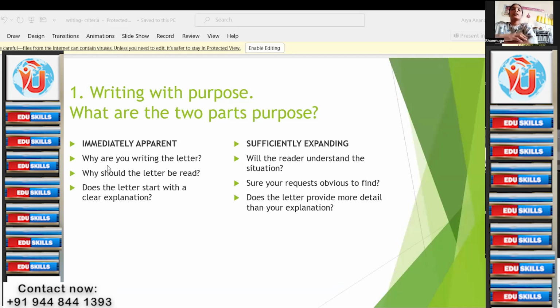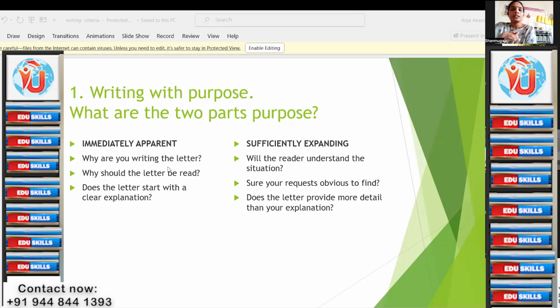In immediately apparent, you can ask these questions so that you will have good information to collect, from where you can collect, how you can identify the purpose from the writing task. Some of the case notes will not have the purpose in your writing task. In that case, you have to read the case note, you have to find out the purpose from the case note. So you can see these questions. Why are you writing the letter? So you have to ask why I am writing this letter.